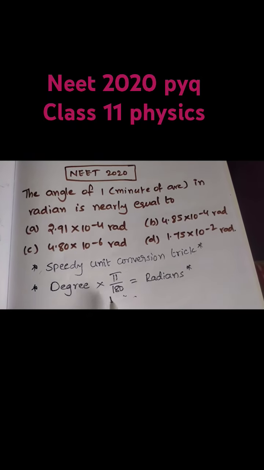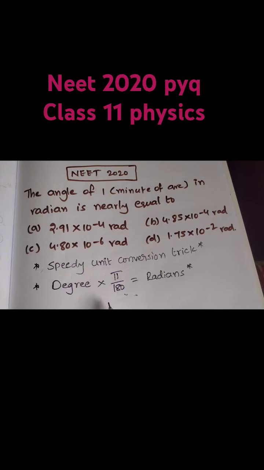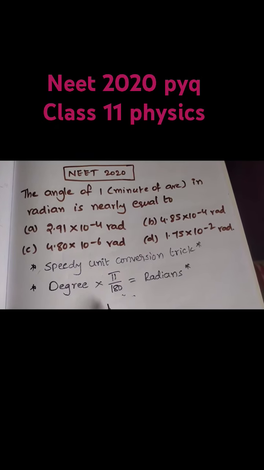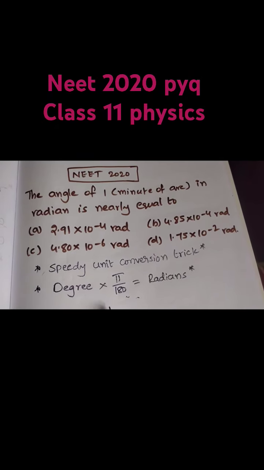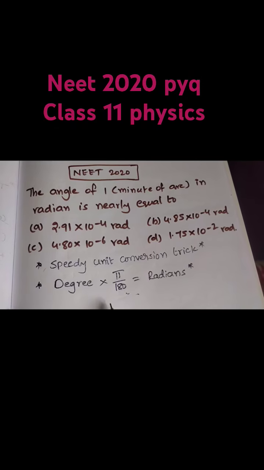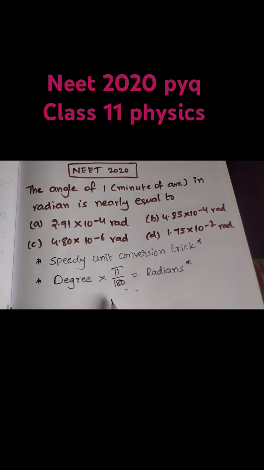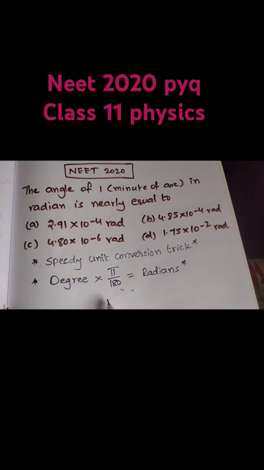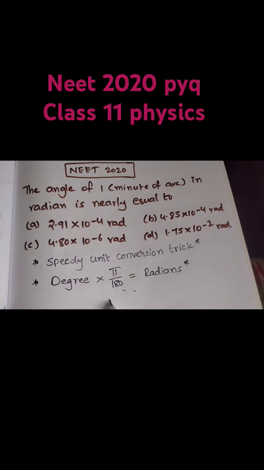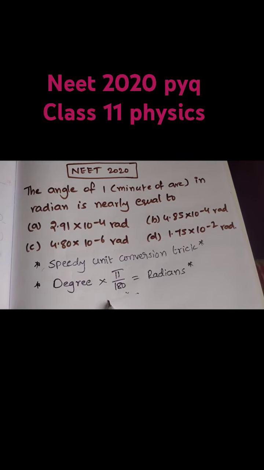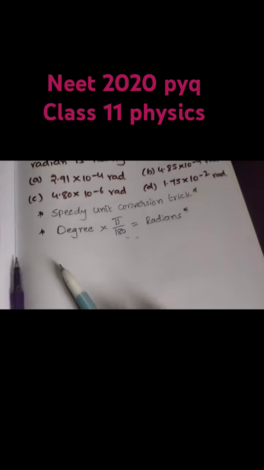So for the conversions, let us see the conversion table in my previous short video. I have given the conversion for minutes, degrees and seconds to radians. Let's have a look at that short video. Okay, then now see the explanation for this problem.